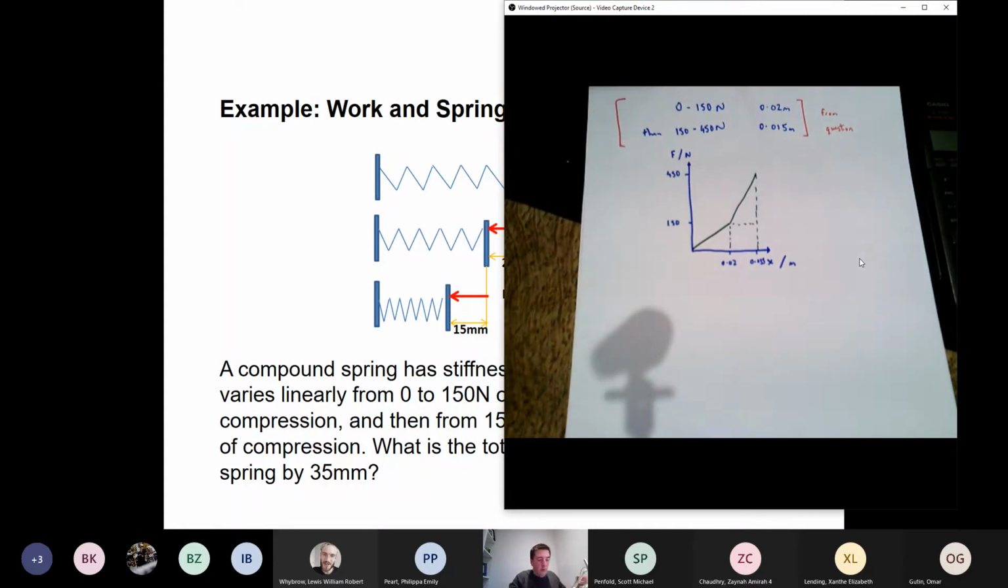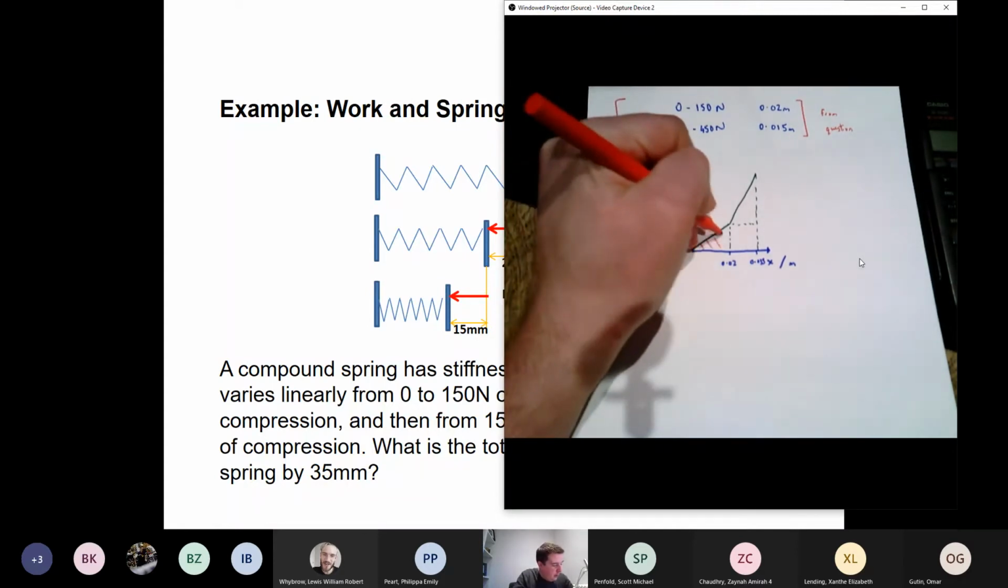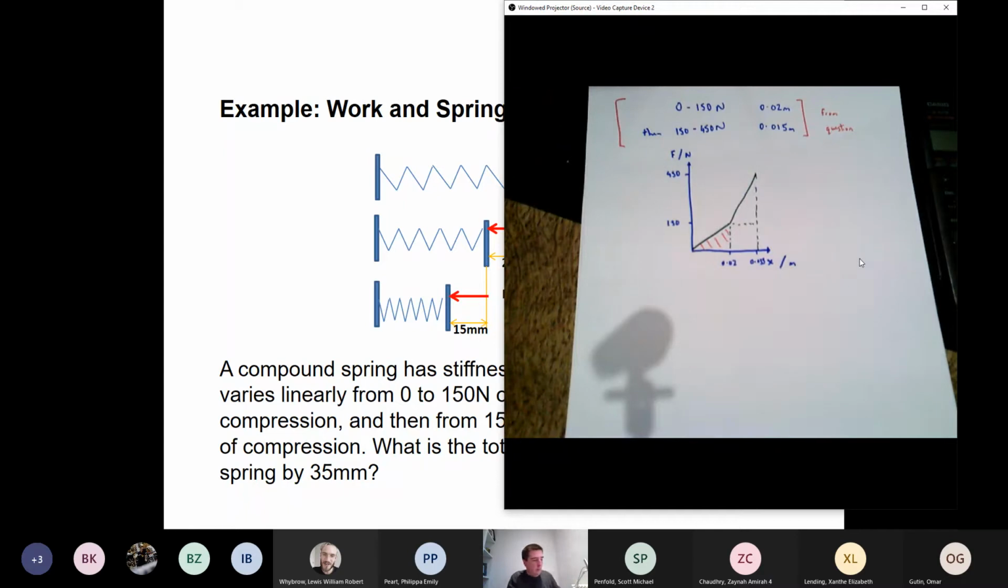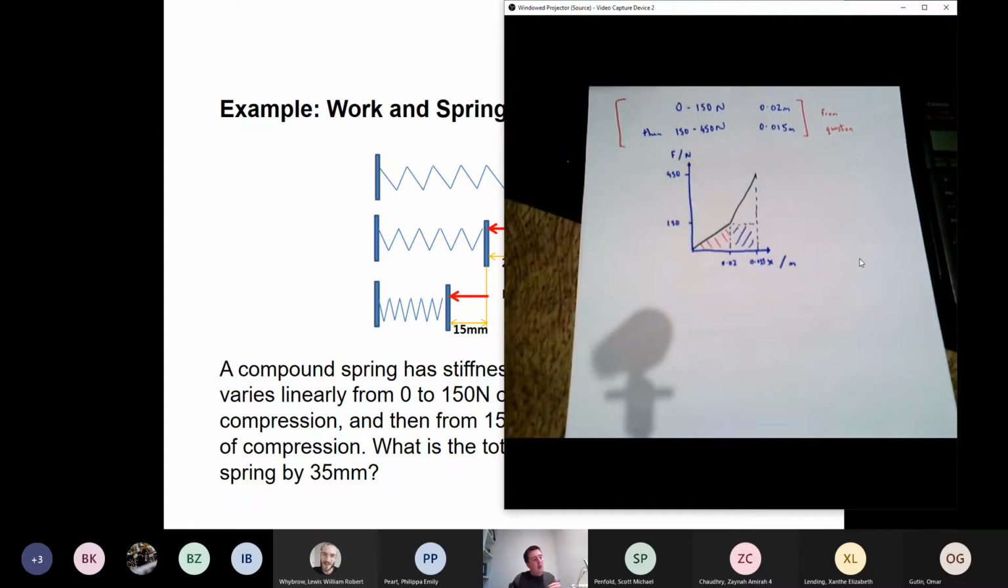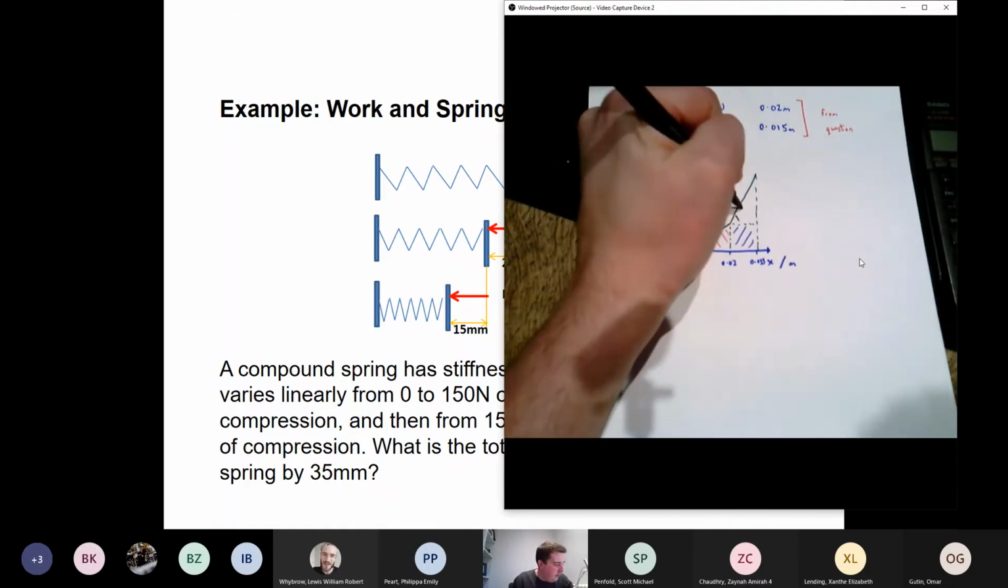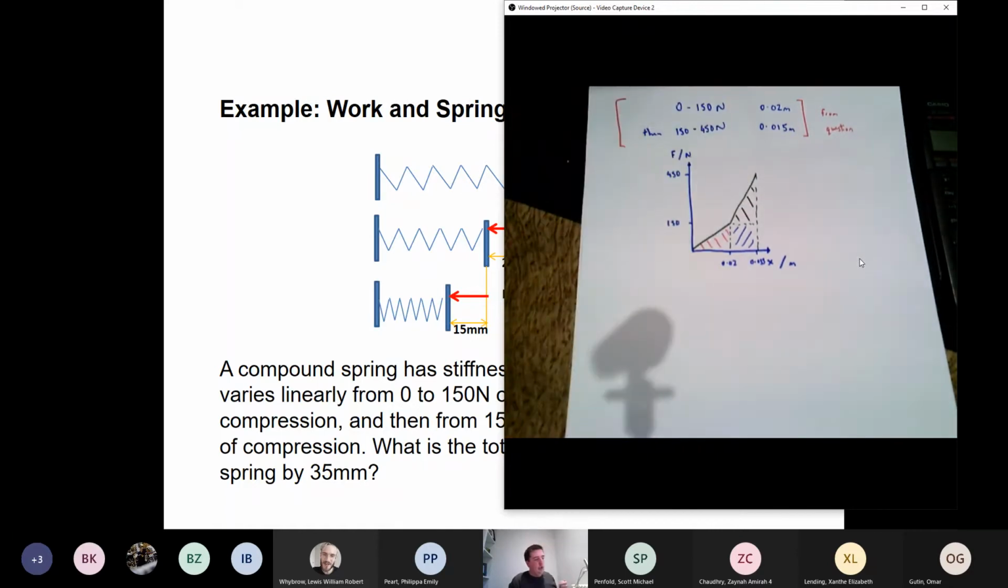So I guess I can do some color coding. I love a bit of color coding when I'm marking up graphs. We've got a red area, a blue area. I guess I could even do different styles of hatching, but I'm not quite that good with my colored pens.